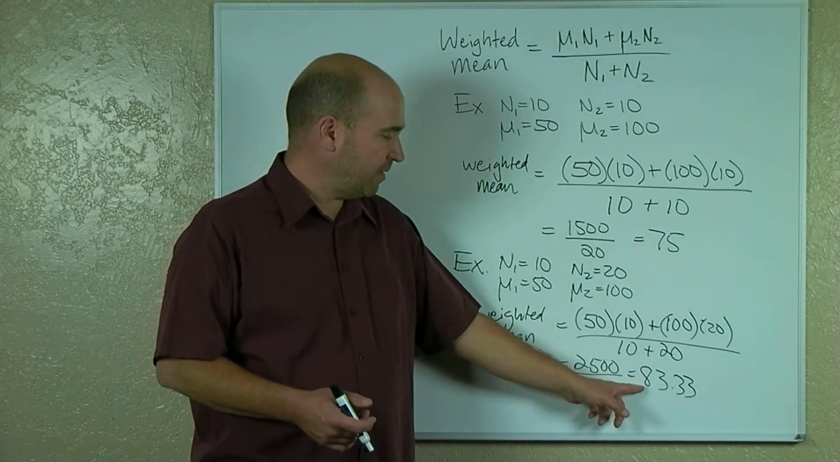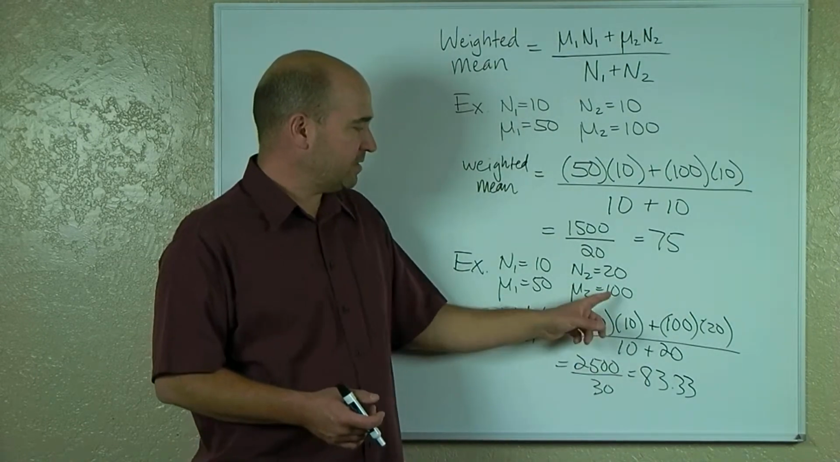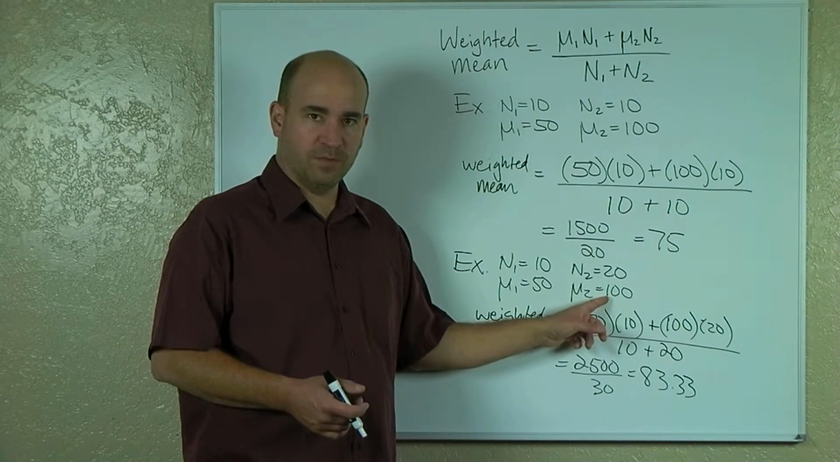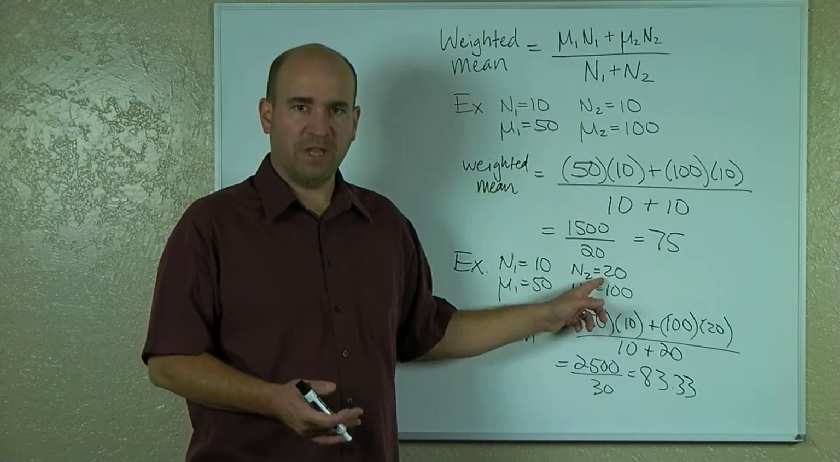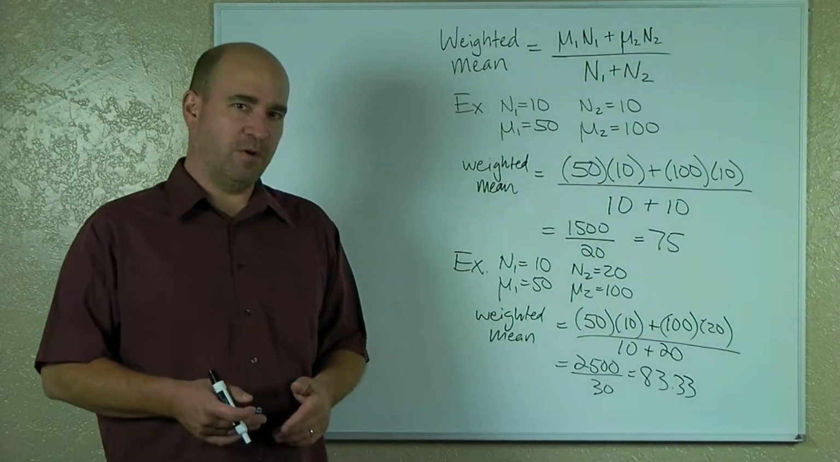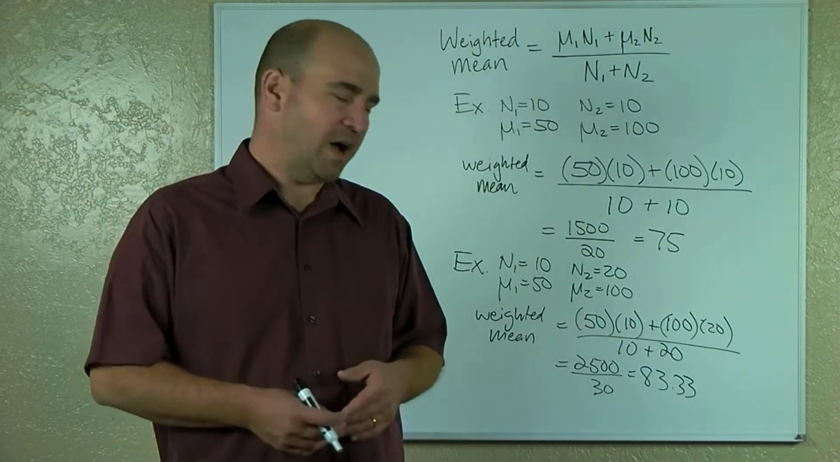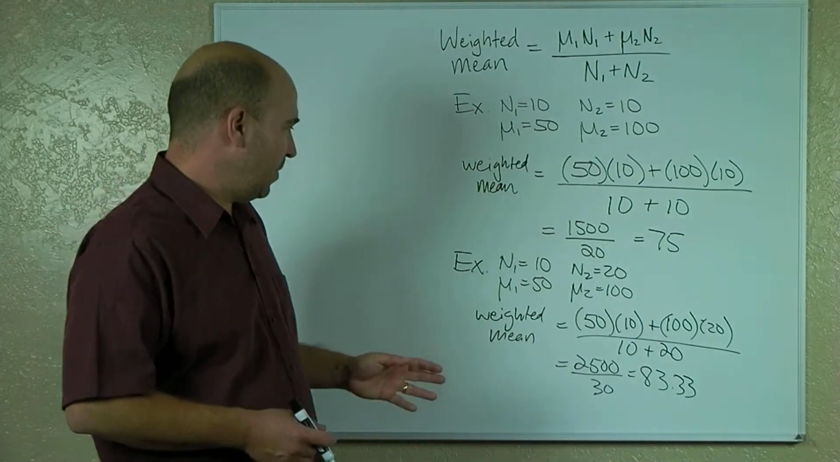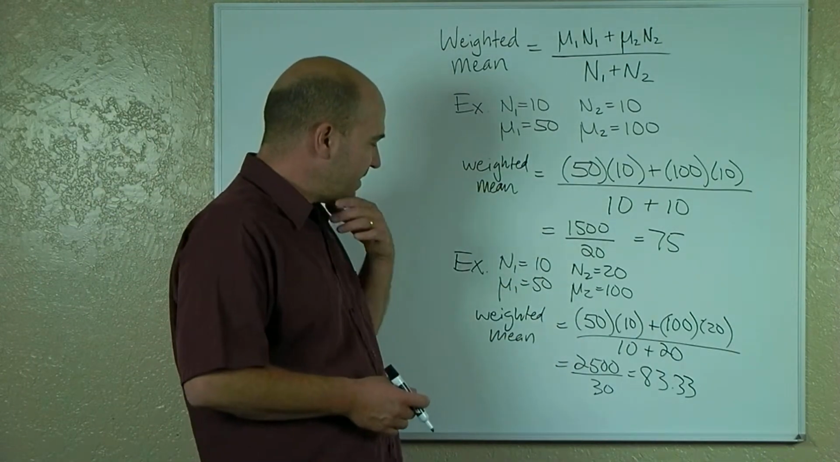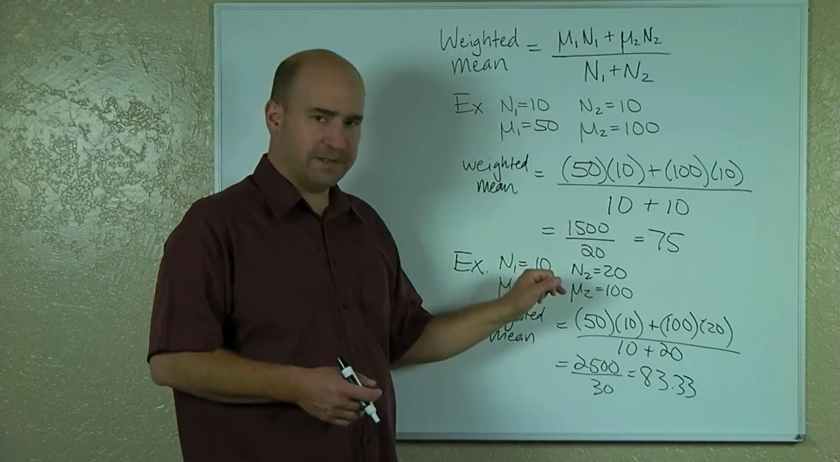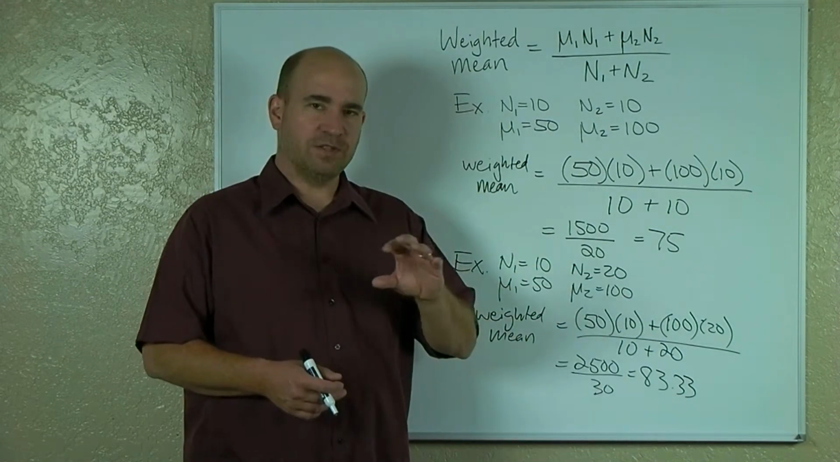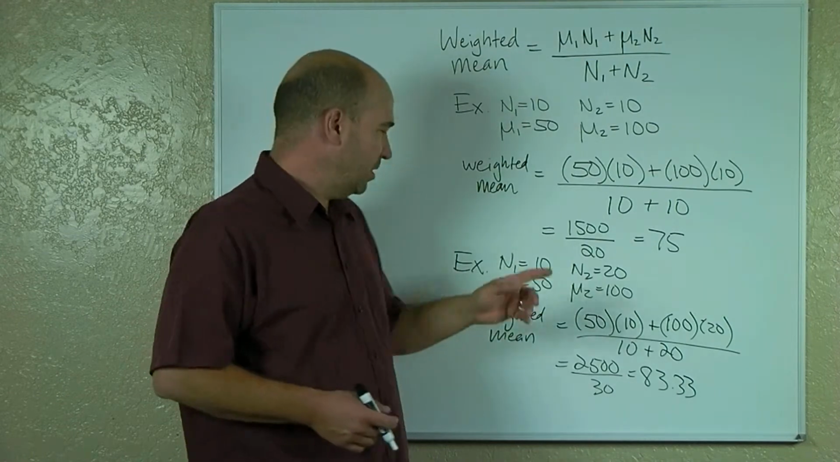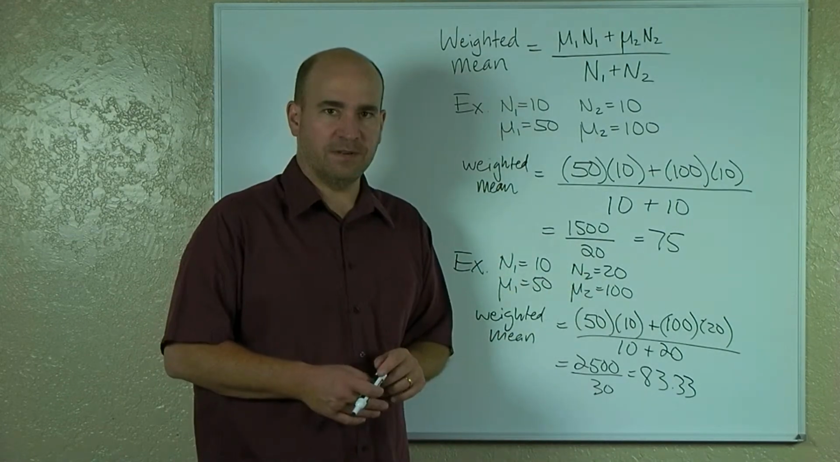So here I have a mean of 83.33. It's closer to the mean of this group because this group had a larger size in it. It had more people in it. So as a final question, before we wrap up with this topic, I'd like you to think about what would be the case if, suppose, group 1 had 20 and group 2 had 10 instead. So the group sizes were reversed. Group 1 had 20, group 2 had 10.